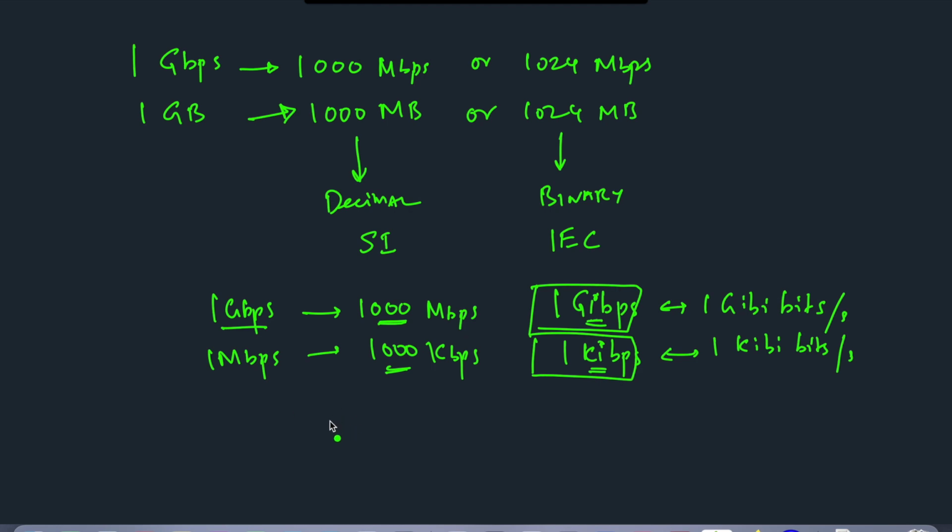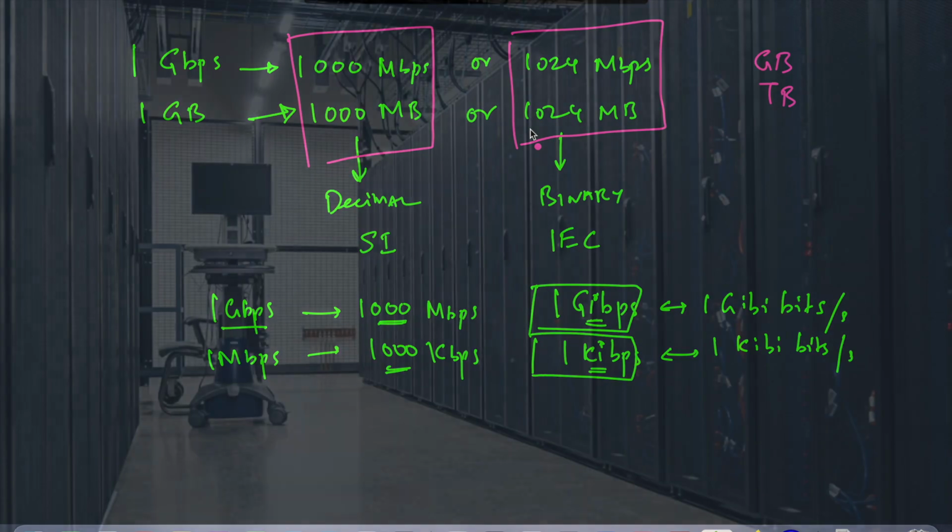In summary, anywhere you see a link speed, you can assume the decimal notation as the right value. Anywhere you see storage media and such storage blocks represented in values like gigabytes or terabytes or megabytes, you can assume that they are represented in the binary notation.